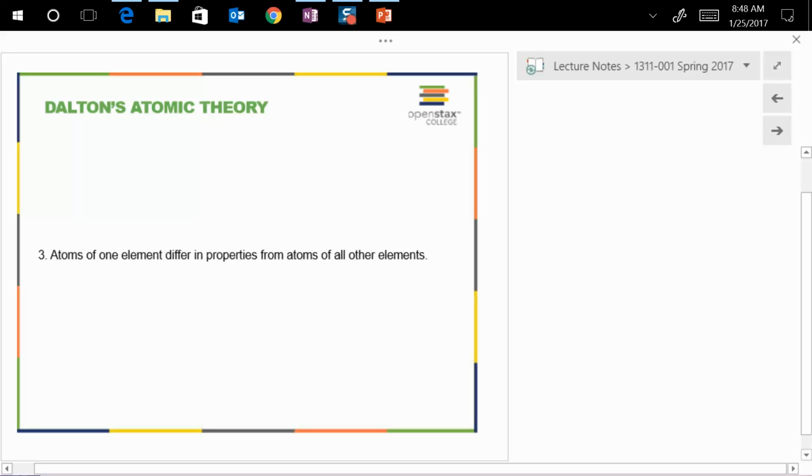His third postulate: atoms of one element differ in properties from atoms of all other elements. So if I have sulfur, it's different than phosphorus, which is different than silicon, and they act differently.